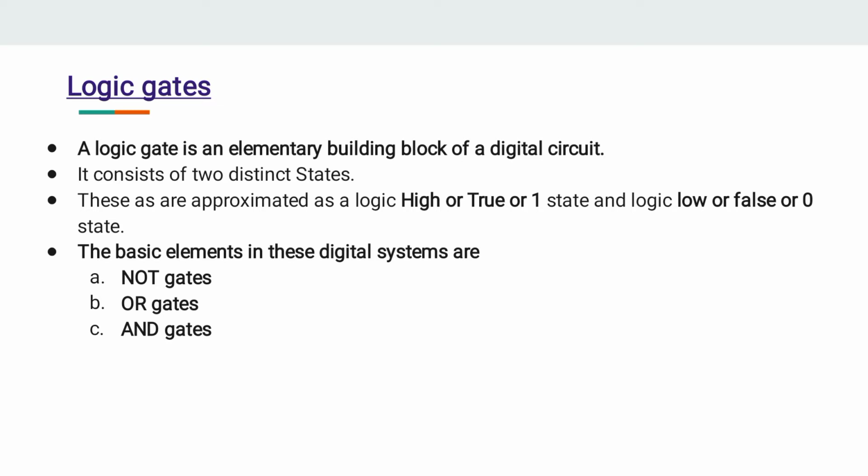Digital is nothing but zeros and ones. So what we are going to store in a circuit is on and off, or high or low value, so that is called digital values. For that, the logic gate is required. Next, it consists of only two distinct states, nothing but high or low, or we can take it as true or false, or we can take 1 or 0. So these are the two states it consists of. In this digital system we have basic elements: NOT gate, OR gate and AND gate.